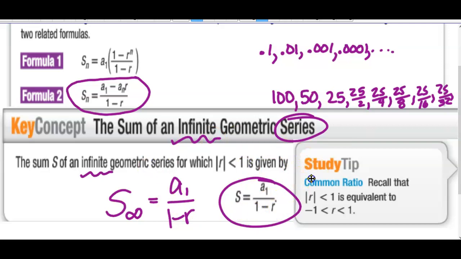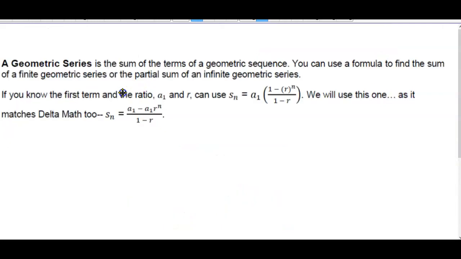This is not going to be on a test, I don't think. Might be one question on a quiz or something, but it would tell you. All right. So again, here's from your notes. A geometric series means the sum of the terms of a geometric sequence. You can use a formula to find a finite sum, meaning when you want the sum of a definite number of terms, or a partial sum of an infinite geometric series, or you can find the sum that it will approach if it's got an r between -1 and 1.